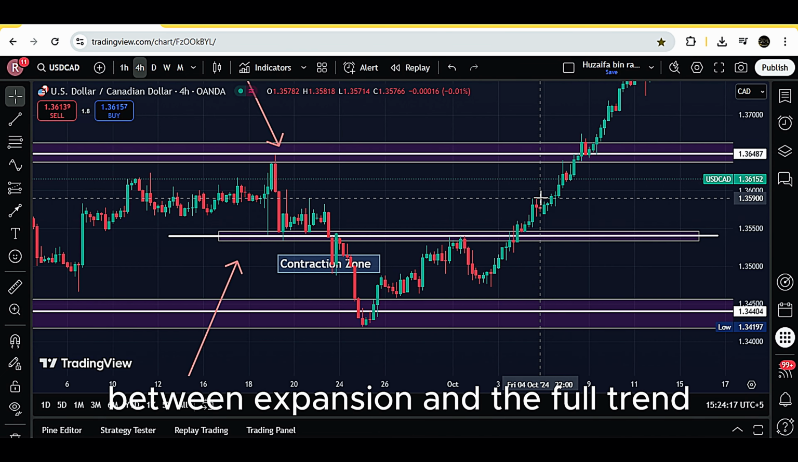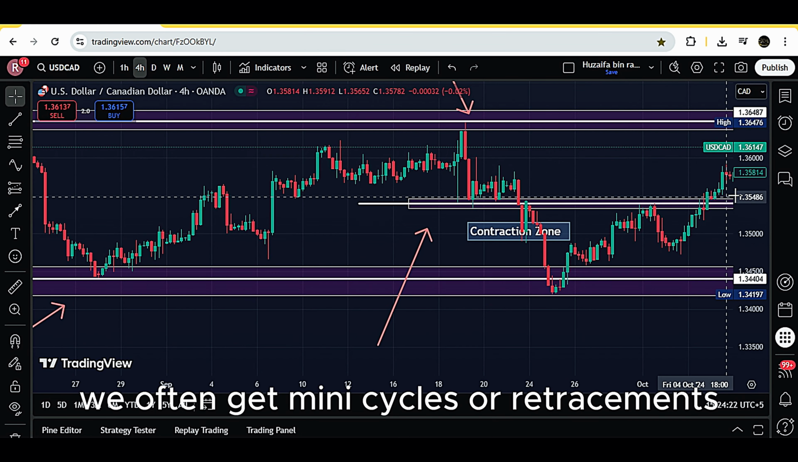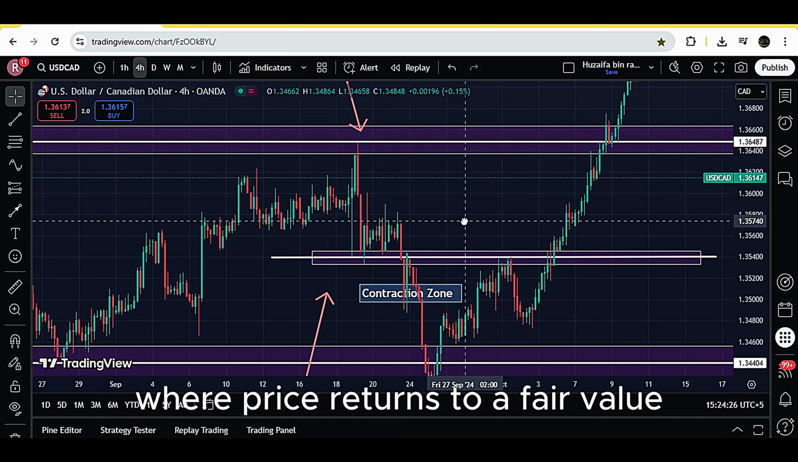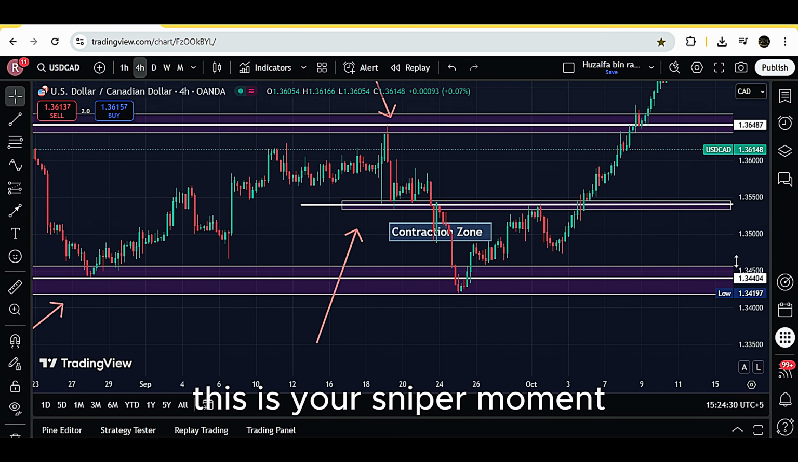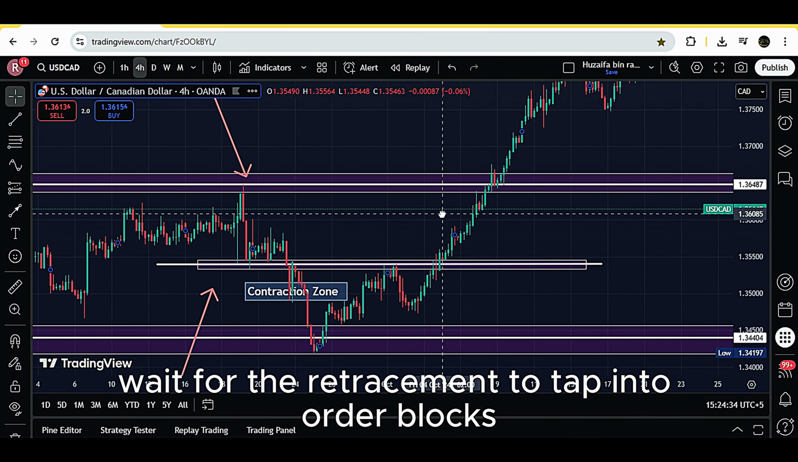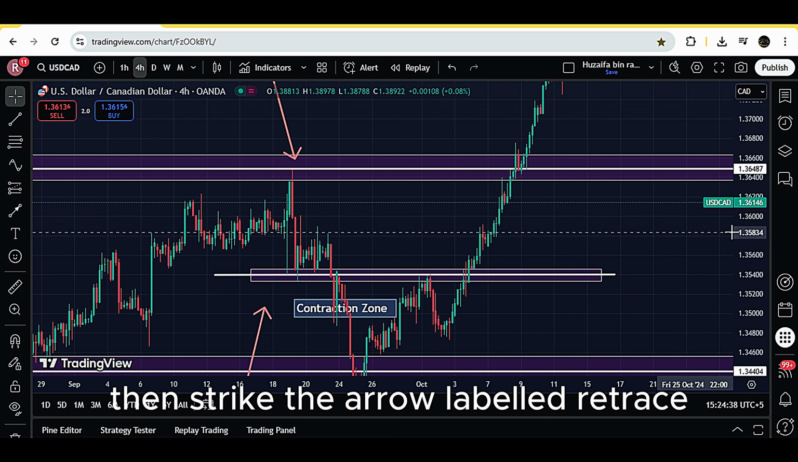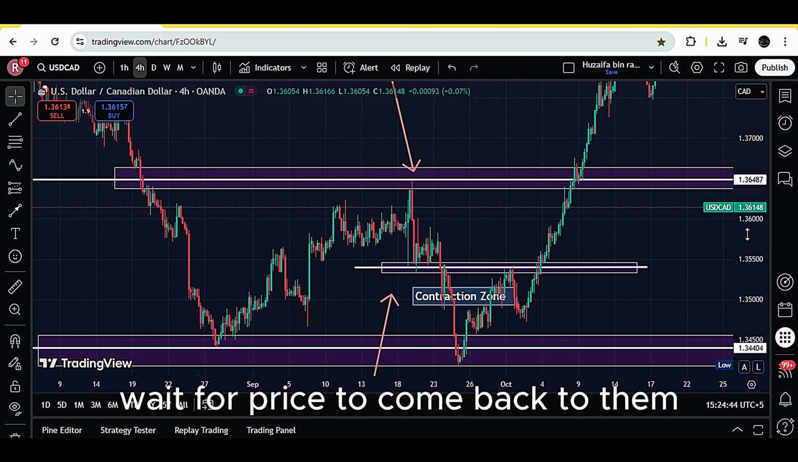Between expansion and the full trend, we often get mini-cycles or retracements. These are short pullbacks where price returns to a fair value, giving another chance to enter before the full trend. This is your sniper moment. Wait for the retracement to tap into order blocks, imbalances, or previous structure, then strike. The arrow labeled Retrace Mini-Cycle shows exactly where smart traders wait for price to come back to them.